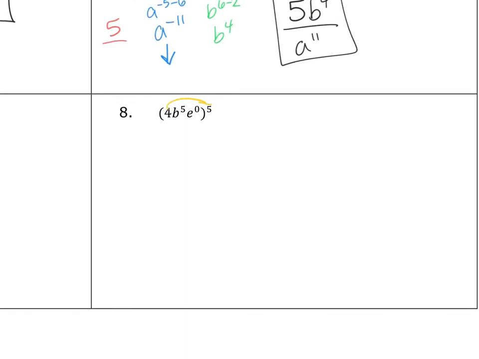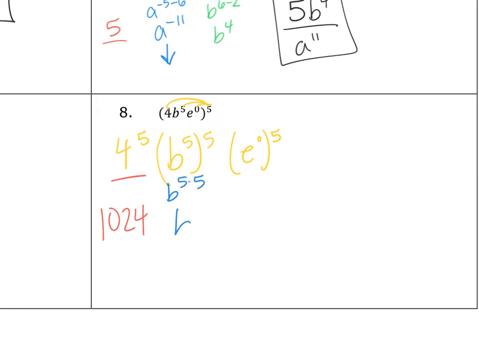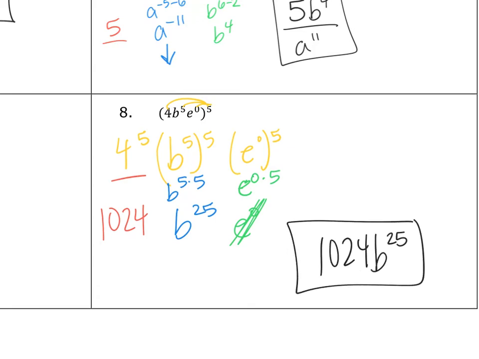And for problem 8, everything gets a 5. So 4 gets a 5. B to the 5 gets a 5. And e to the 0 gets a 5. When I break this up, 4 to the 5th is 1024. B to the 5 times 5 is 25. And e to the 0 times 5 is e to the 0, which just cancels. So my full answer is 1024, b to the 25.